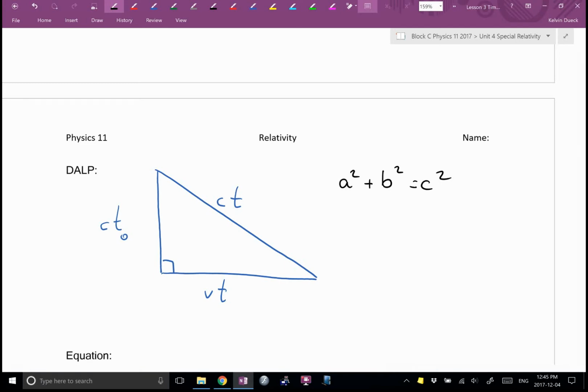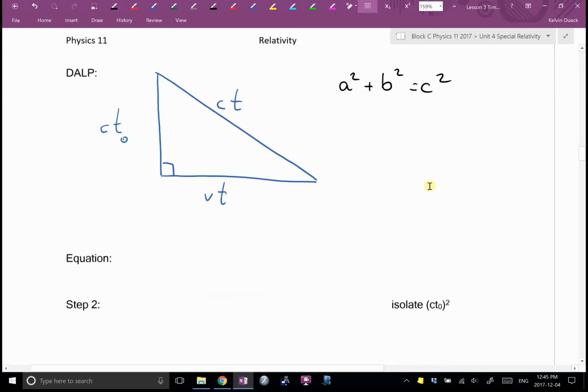Where A and B are the two short sides. So here's our equation. We're going to have something squared plus something squared equals something squared. There's Pythagoras. What's one of the short sides? CT0. That's a distance. What's the other short side? VT. What's the hypotenuse? CT.